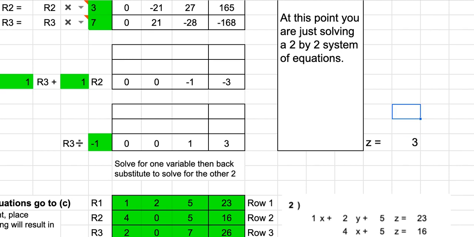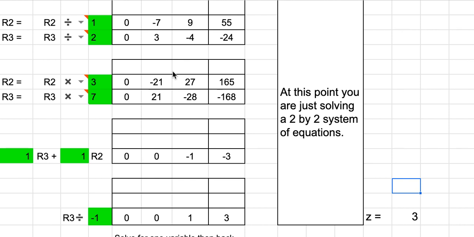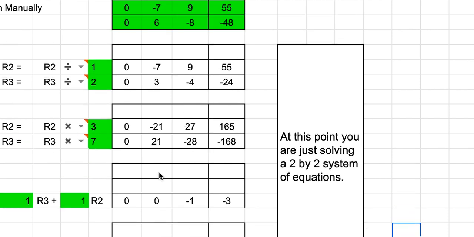So now how do I figure out y? Well, now I go back to the simplest equation I've got, go up, up, up until I get a simple equation. That looks like a pretty simple equation there: -7y plus 9z equals 55. It has fewer negatives. So for this, I could solve this equation.